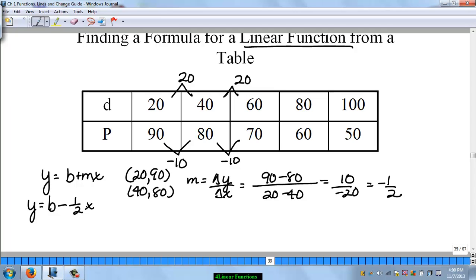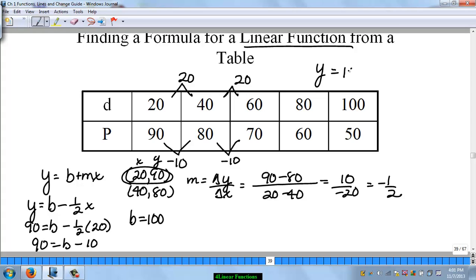So now I can put that in my formula. I still don't know the initial value, so what I'm going to do now is plug in a point. So let's use the point (20, 90). Okay, so I'm going to use this (20, 90), and it doesn't matter. That's my x, y. So I'm going to say 90 equals b minus 1/2 times 20. So 90 equals b minus 10. Add 10 to both sides, so b is going to equal 100. So my formula is y equals 100 minus 1/2 x.